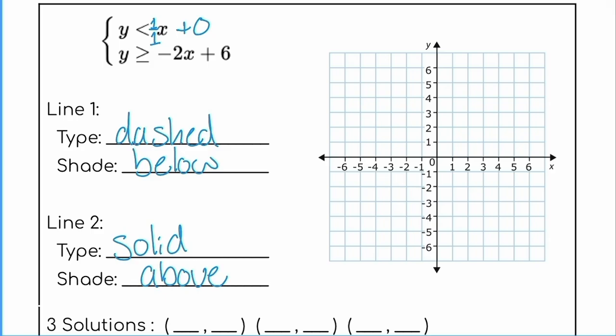Let's start by graphing line number 1. Where's my y-intercept? 0. Or what's that called? Origin. And what is my slope? 1 over 1, my favorite slope. So I'm going to go up 1 to the right 1, up 1 to the right 1, up 1 to the right 1, all the way to the edges of my graph. And then I got to fill in the bottom left. So I'm going to go down 1, left 1, down 1, left 1, down 1, left 1, all the way to the other edge of my graph.